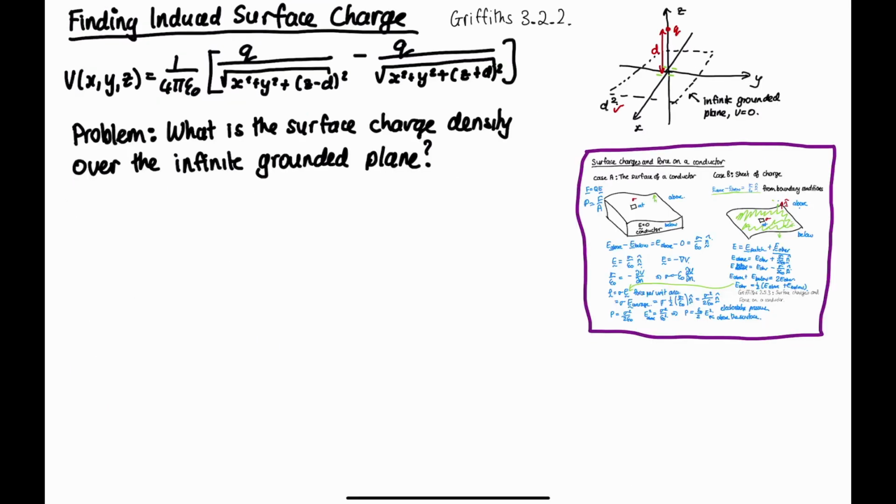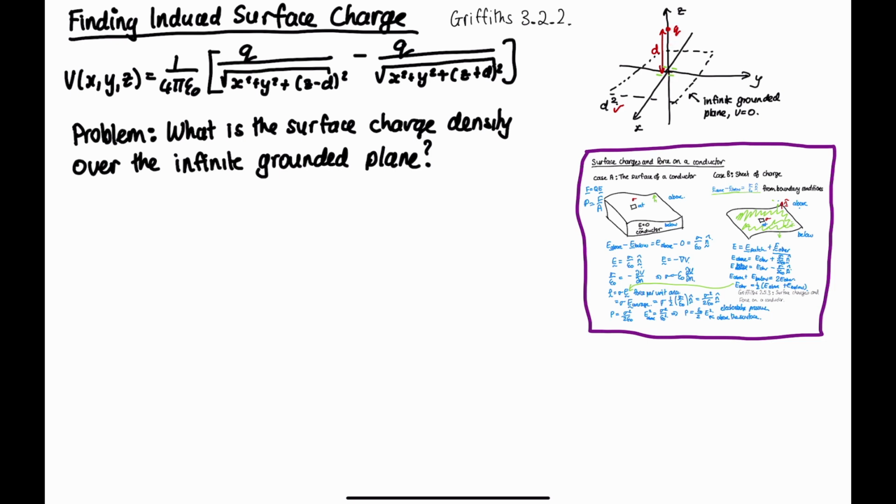Right, so now that we've come up with an expression for the potential in this situation here, where we have a charge Q, a distance d, above an infinite grounded plane, what we're going to ask now is, well, what is the surface charge density over this infinite plane? Because we said this charge up here is going to induce a charge in the plane, so we'd expect to have more negative charge immediately below where this charge is, because they'd be attracted to this positive charge here.